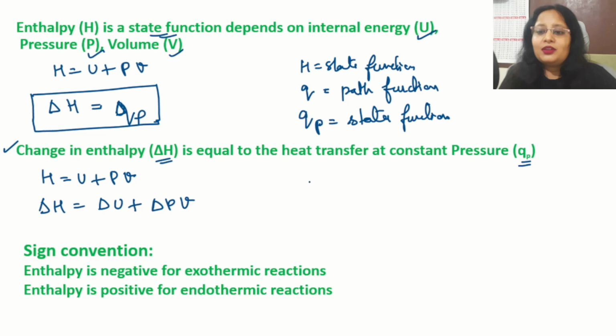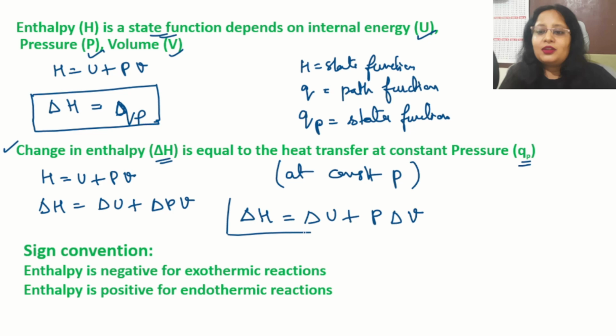Yes, we can write, but there is a loophole. Since we took P at constant pressure, delta P won't be there. It means P will be constant. There is no change in pressure. So we can write finally delta H is equal to delta U plus P delta V. And now here comes a formula for change in enthalpy: change in enthalpy is equal to change in internal energy plus P delta V. So friends, here we get a formula for change in enthalpy.